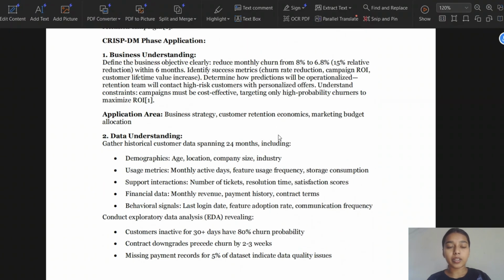The phases of CRISP-DM: first is business understanding. Define the business objective clearly. Reduce monthly churn from 8 to 6.8% within 6 months. Identify success metrics. Determine how predictions will be operationalized. The retention team will contact high risk customers with a personalized offer. Understand constraints. Campaigns must be cost effective, targeting only high probability churners to maximize return. The application areas would be business strategy, customer retention, economics, marketing, budget allocation.